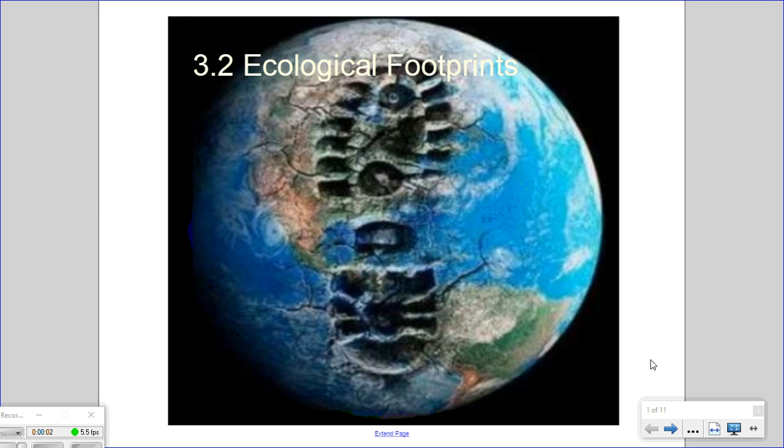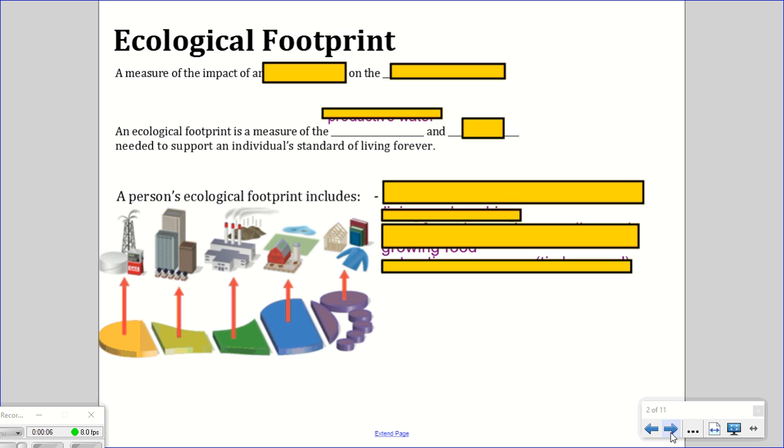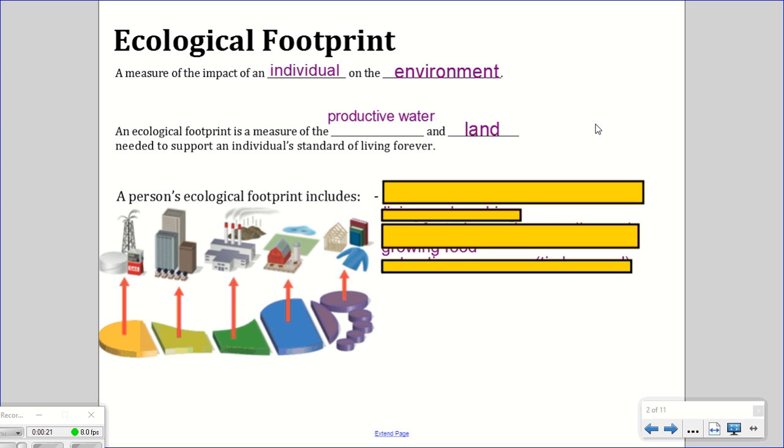In this video, we will go through ecological footprints. So, what is an ecological footprint? An ecological footprint is a measure of the impact of an individual on the environment. An ecological footprint is also a measure of the productive water and land needed to support an individual's standard of living forever.